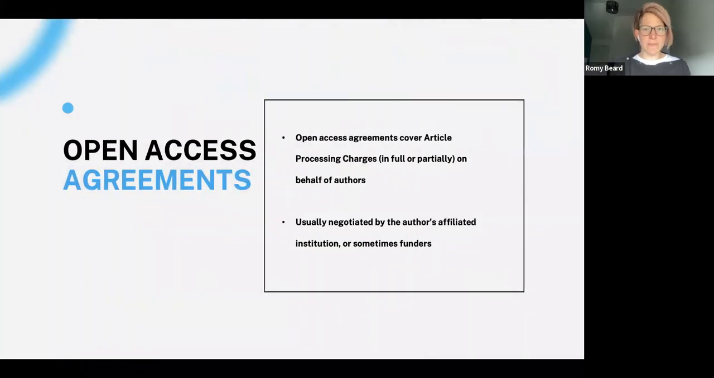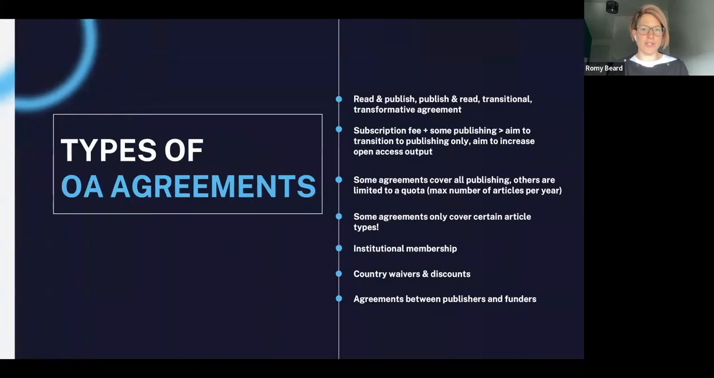Yeah, thanks, Laura. So as always, we thought we'd start with a quick definition. What are open access agreements? Generally, what we mean by this is agreements that cover article processing charges, either in full or partially, on behalf of authors, so authors don't have to pay APCs. These agreements are usually negotiated by an author's affiliated institution, so the institution where you're currently working or doing your research. Sometimes these agreements are also between funders and publishers directly, so it has to do with your funder rather than your affiliated institution.